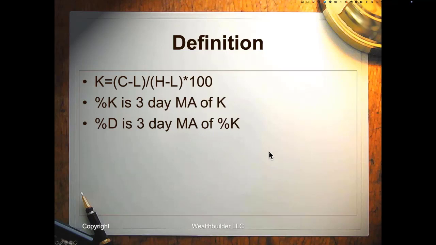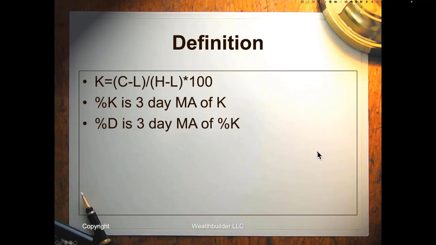So if the high is 50 and the low of the day is 40 and it closes at 45, that's halfway in between, so that would be a K of 50. Then all there is, we smooth all this out. And what we do is we look at the last 14 days to calculate K. So we do that 14 times, and then %K is a 3-day moving average of K, %D is a 3-day moving average of %K.